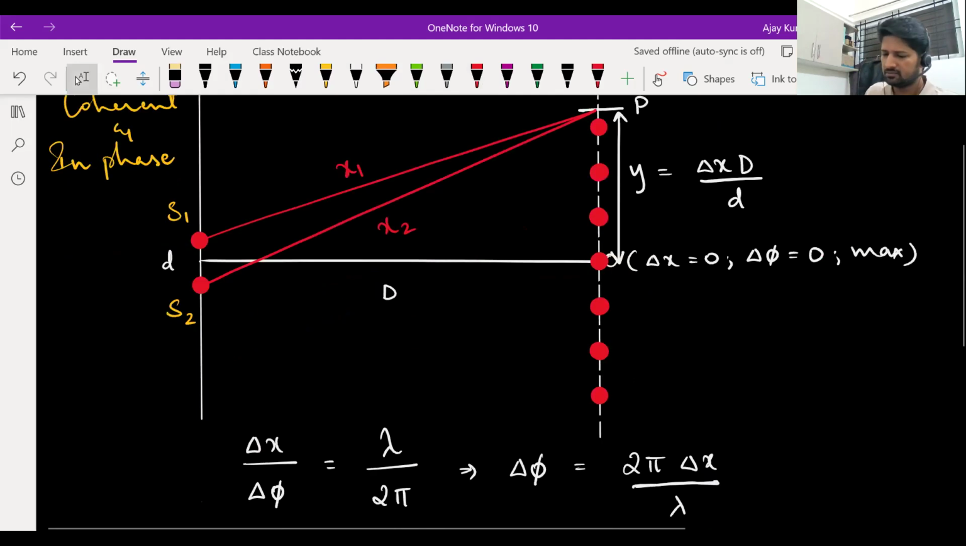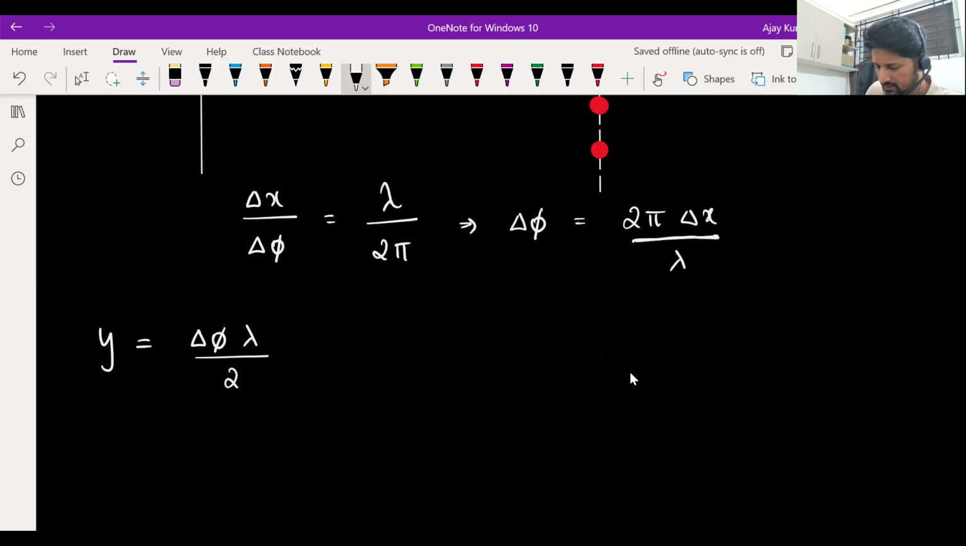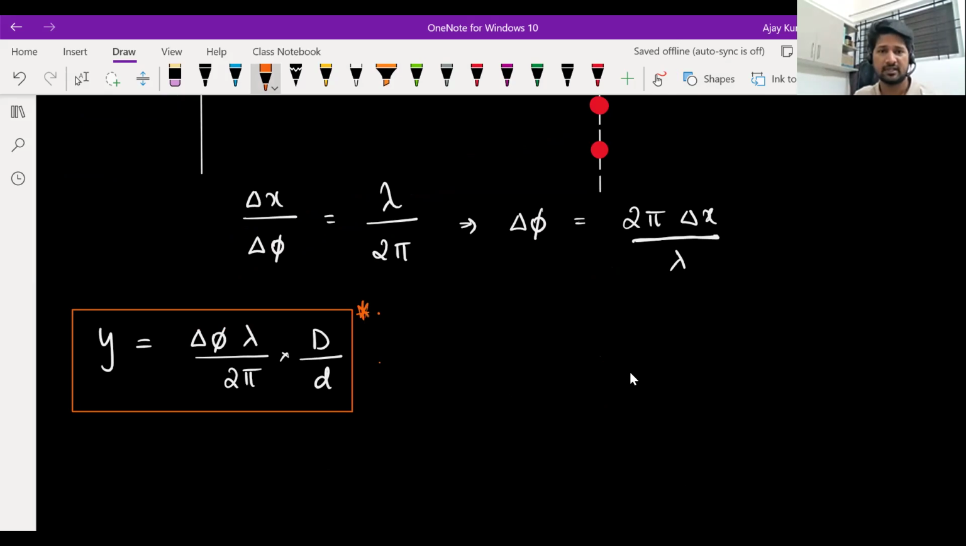So we have a relation between y and delta x. Using that, we'll form a relation between y and phase difference. So y is equal to, in place of delta x, you can write delta phi lambda by 2 pi, and capital D by small d. This is the relation between the distance on the screen from the central maximum, or from the perpendicular bisector, I should say, and the phase difference with which the waves arrive there.